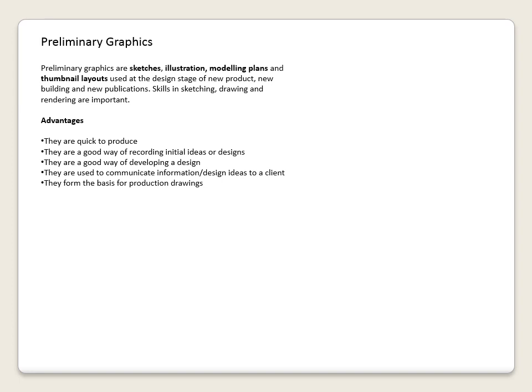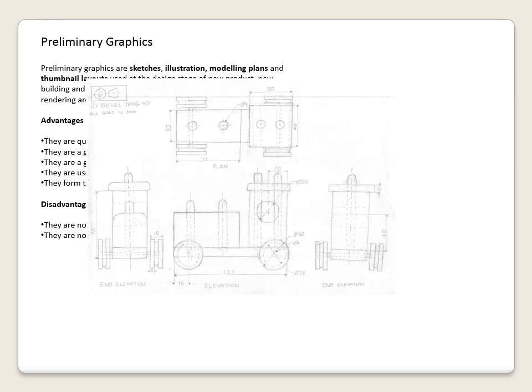And even above that, there isn't a lot of equipment required for doing preliminary graphics, just really a pencil and pen. Disadvantages though, they are not drawn to a scale, and they are not normally dimensionally accurate. So some examples. This is orthographic sketches, so views of a little toy train, and we're looking at it from the front, from the side, from the end, and from the top. And this has been sketched, and there are some rough dimensions put onto it.